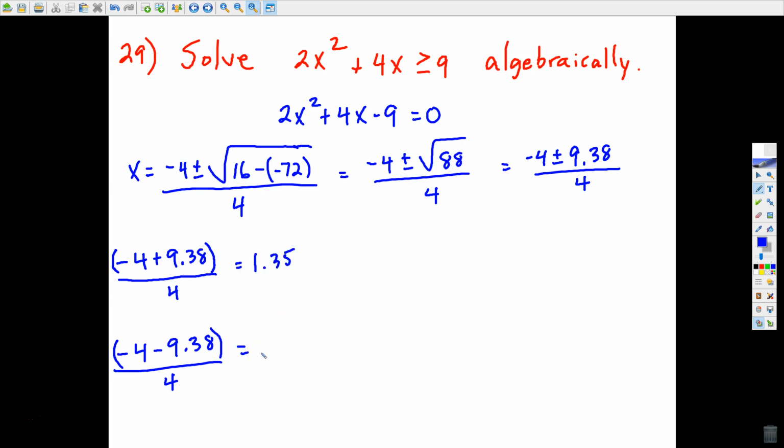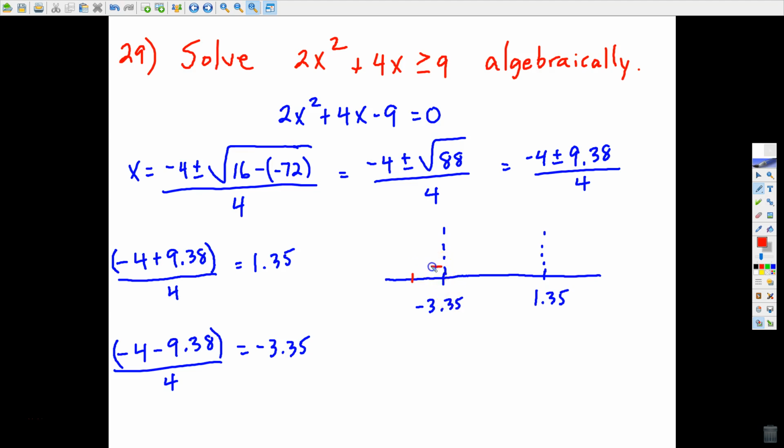And we'll do the same thing with negative 4 minus 9.38, and that's negative 3.35. Okay, so these numbers represent, we're going to take a number line, and we're going to break our number line up into 3 parts based on these numbers. All right, and then what we're going to do to solve this inequality is we're going to choose numbers in each of these areas and then plug them into our original and see if it makes this statement true.